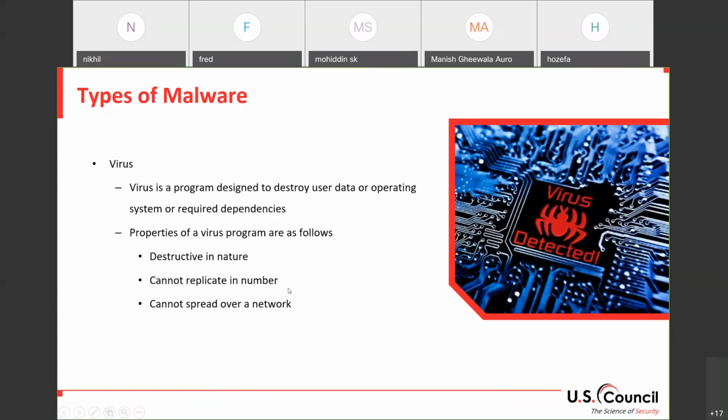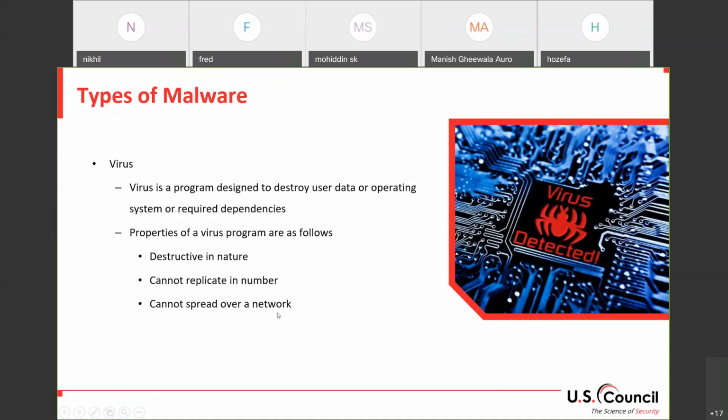Means what? If your computer is affected with a virus, it cannot make multiple copies by itself. If on your computer there is one file of the virus, it will be one file only. It cannot make it 100 on your computer. Replicate means it should not make multiple copies of itself on your computer. So it cannot replicate.